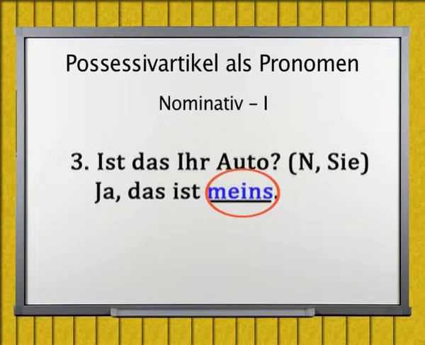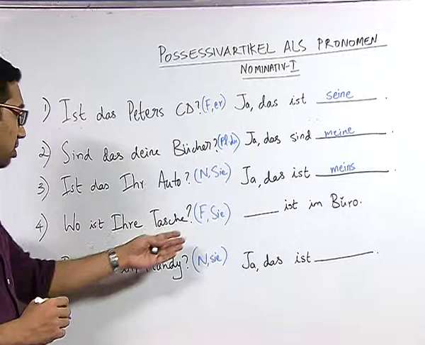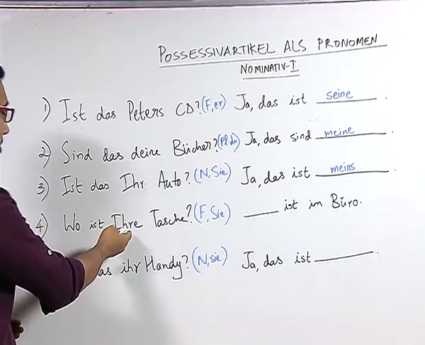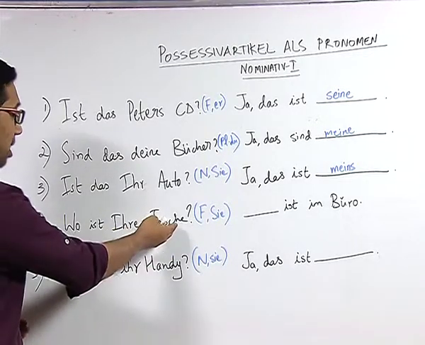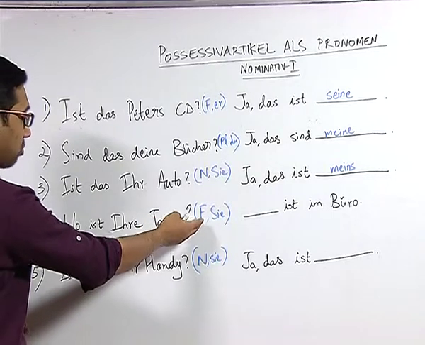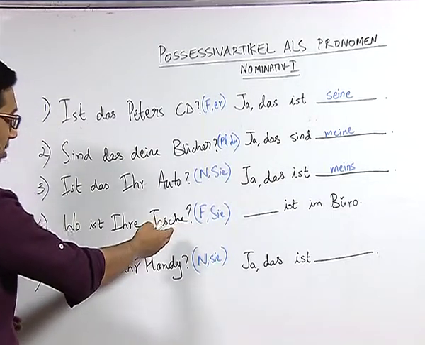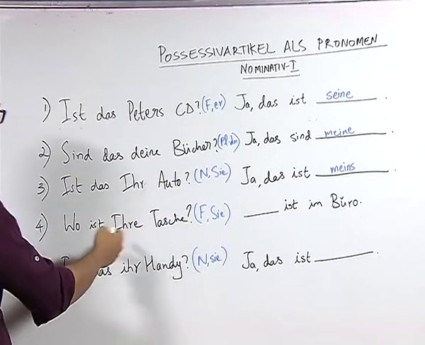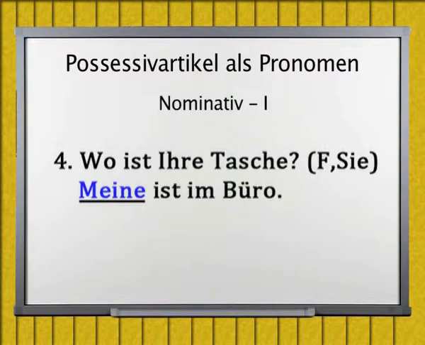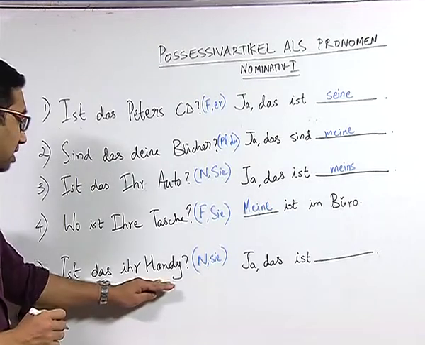Wo ist Ihre Tasche? Here we have the possessive article Ihre, and the noun Tasche. Tasche, as you know, belongs to the feminine gender category. With the ending e, it is quite recognizable, and when we ask this question, the answer can be used as a pronoun, which would be: meine ist im Büro.